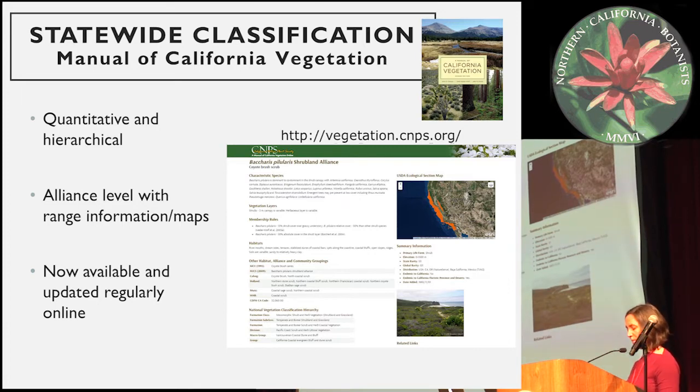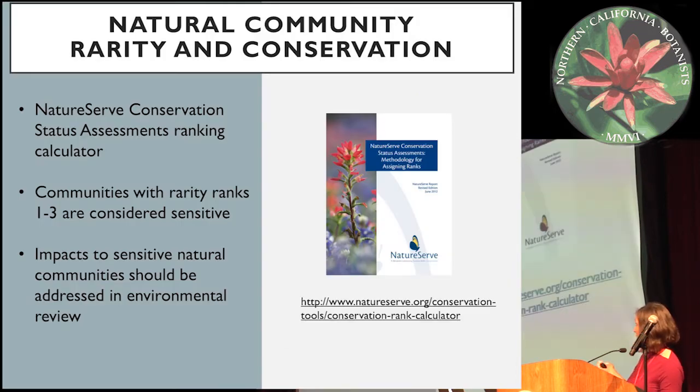information through the MCV online. There's associations listed for each alliance at the bottom with references from where they were described. There's a lot of information for each alliance, but I want you to know mostly that, you can't even read this, but over here on the right-hand side, there are global and state rarity ranks for each alliance, which brings me to my next point that most people are unaware of, that yes, community types are given rarity ranks.